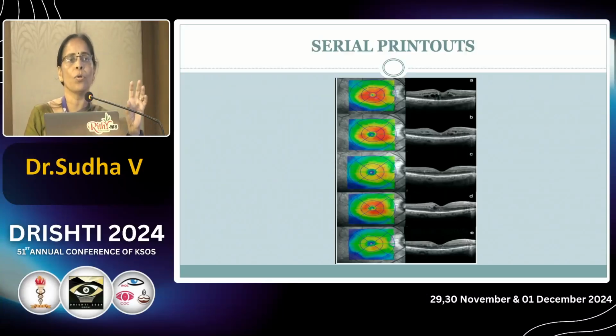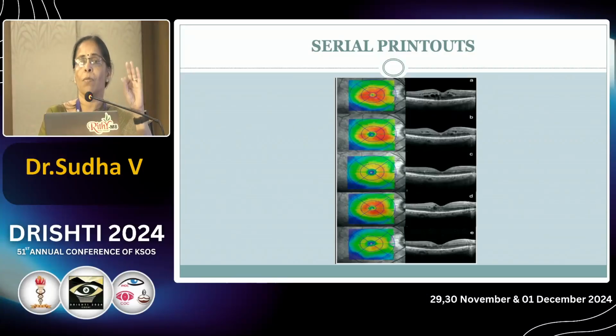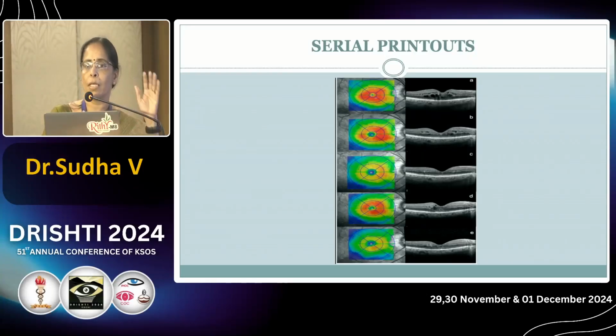So you just need to know how dense you want to go. The more dense you go, your resolution is reducing. So don't go in for a general dense scan. Generally, you can do a raster, both vertical and horizontal. But if you want detailed pictures of the fovea, you would like to go in for a radial scan. And printouts for regular follow-ups.